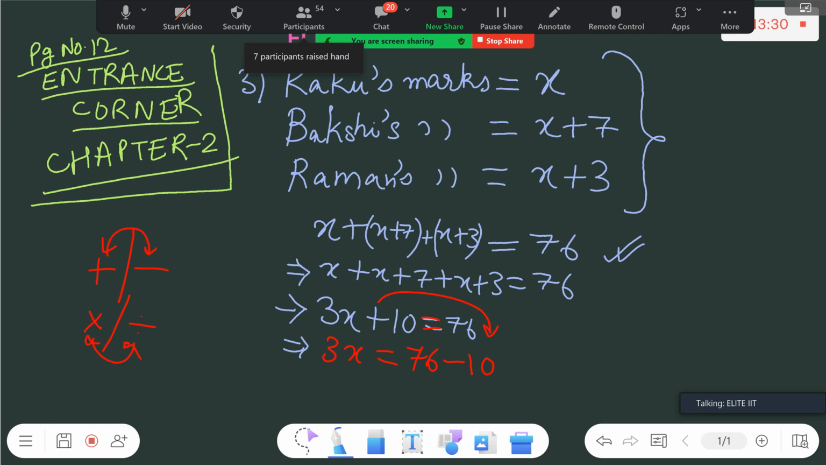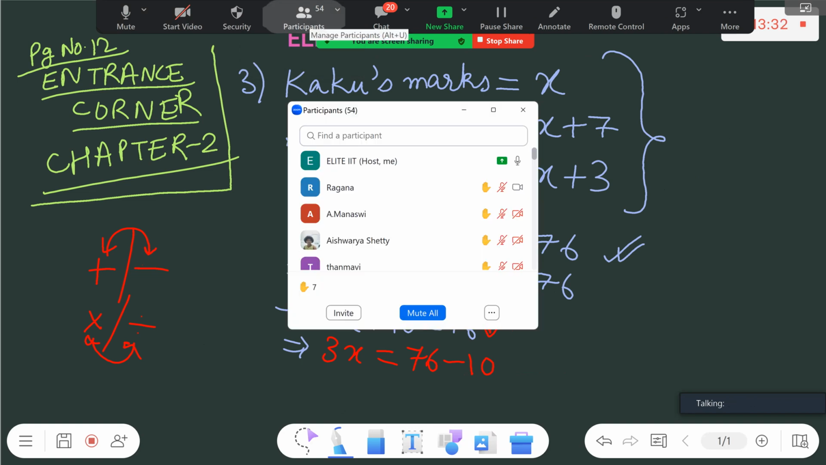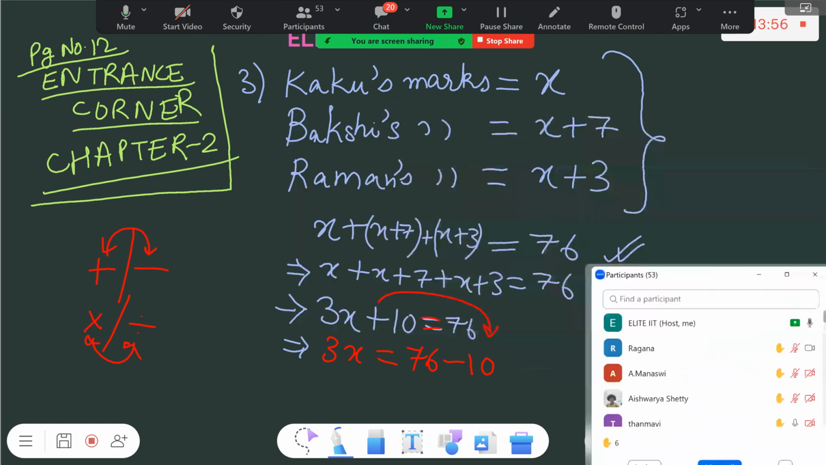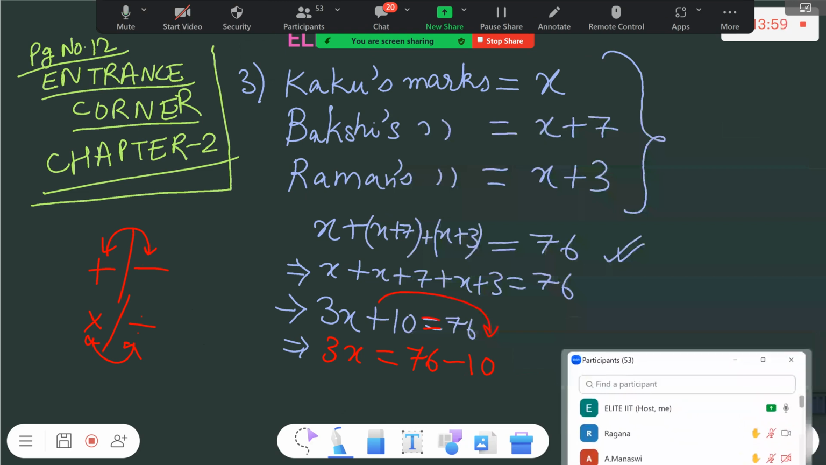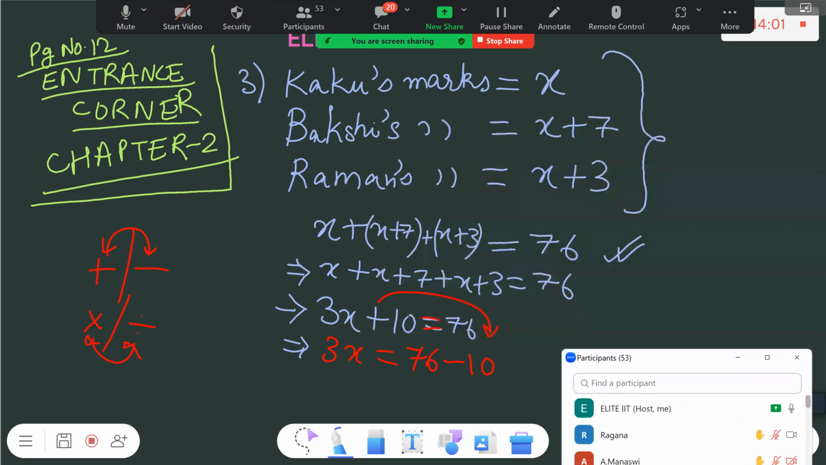So now, yes, Tanmay, you can unmute and tell me what doubt do you have? This question is from your entrance corner, chapter number 2, page number 12. Okay. Did you listen from the beginning? So that is what I am trying to show you, isn't it?